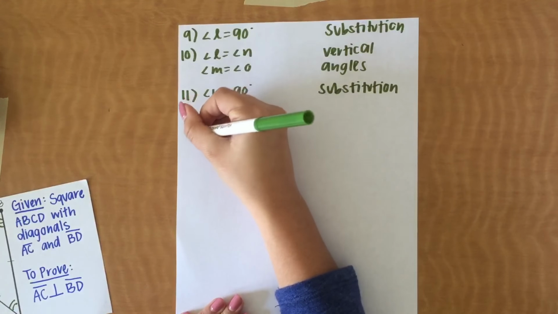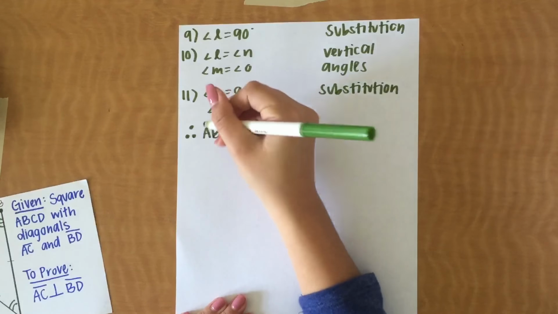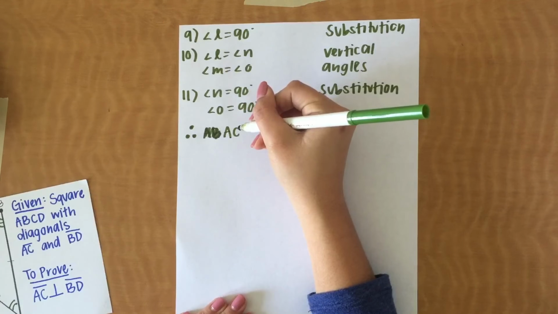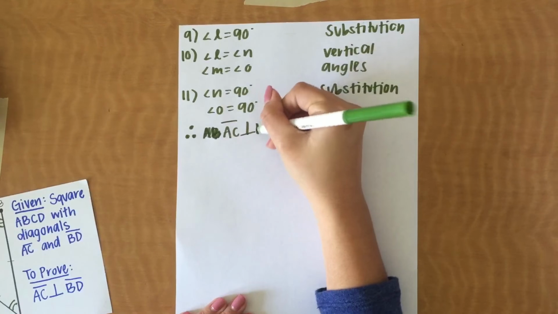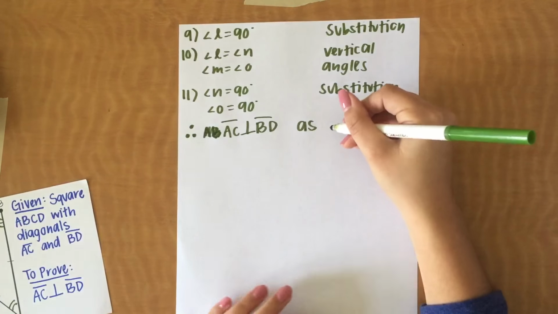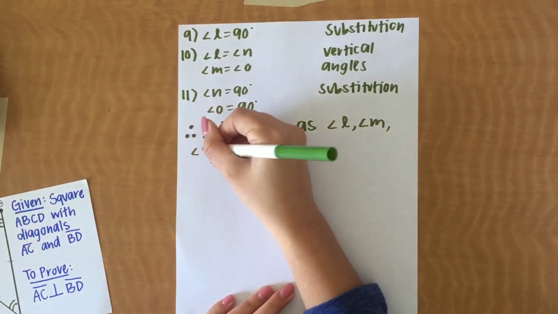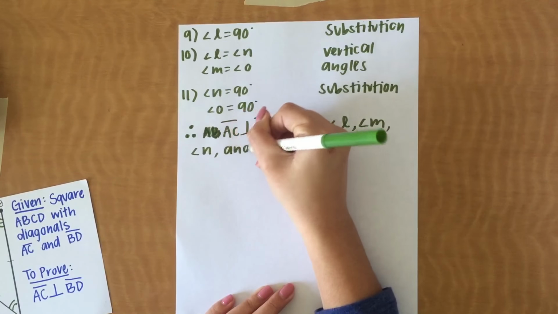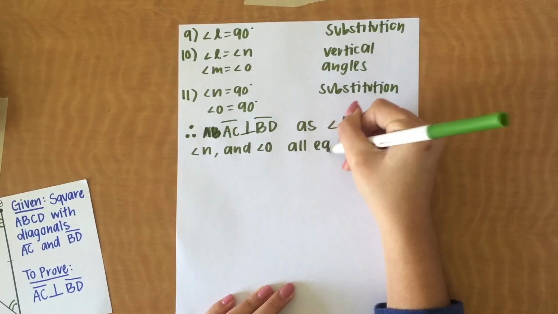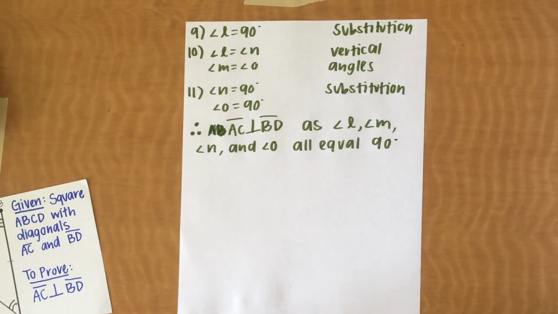Therefore, we'll put these little 3 dots. AC is perpendicular to BD as angle L, angle M, angle N, and angle O all equal 90 degrees. And there we go.